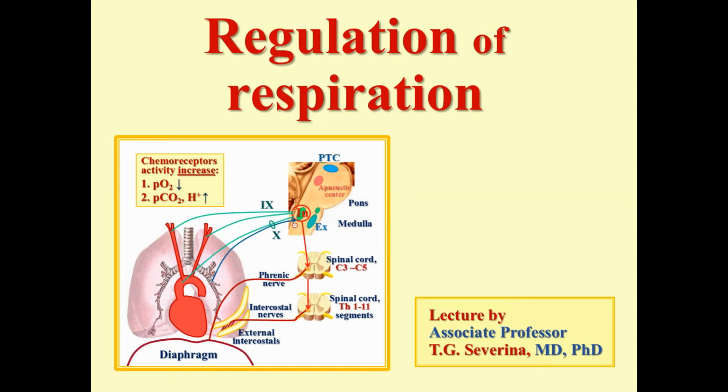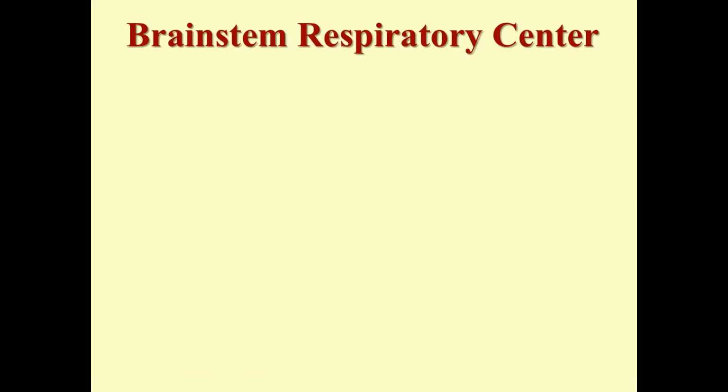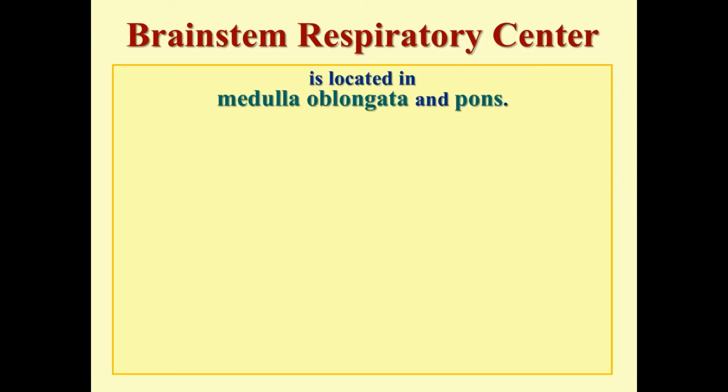This lecture concerns the regulation of respiration, and the first point to be considered is the structure of the brainstem respiratory center. This center is located in the medulla oblongata and pons. The center is composed of many groups of neurons that have numerous complex interconnections. Generally, they all belong to the reticular formation of the brainstem. Reticular formation is characterized by many interconnections that form the neuronal networks.